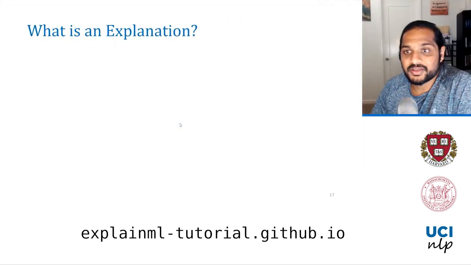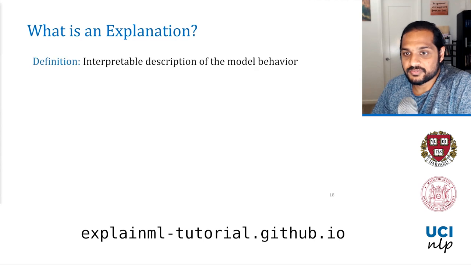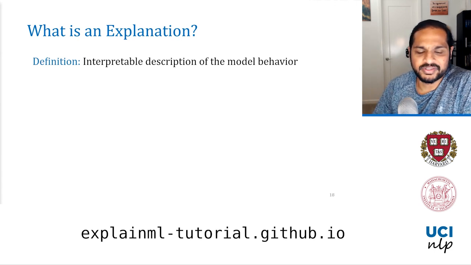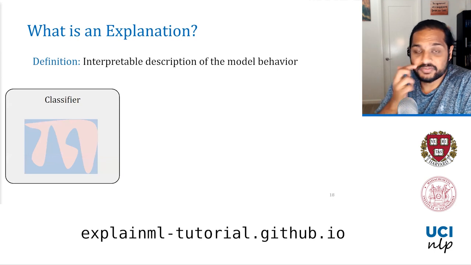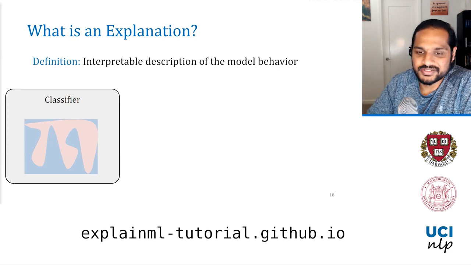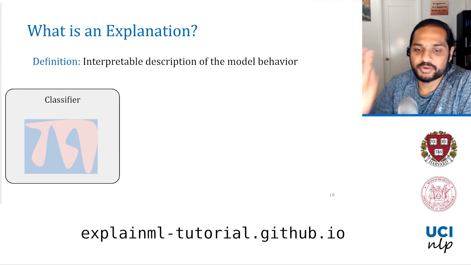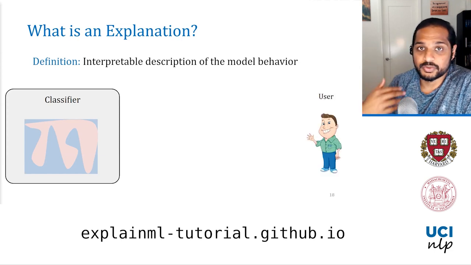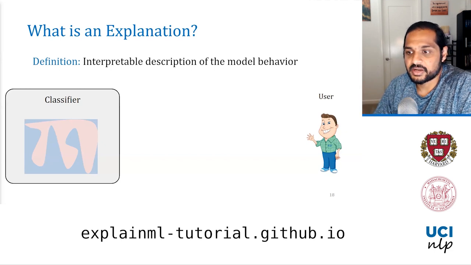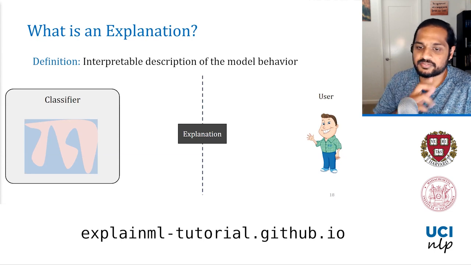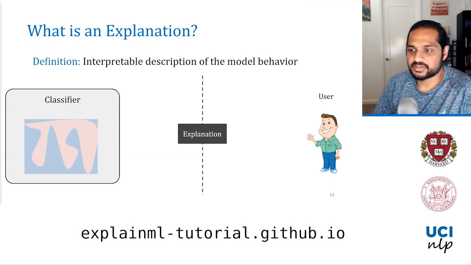So one way to define what an explanation is to say the following. An explanation is any interpretable description of the model behavior. So let's see what this actually means. On one end, you have your classifier with some really complex surface. That's what the model is doing implicitly, and you may not be able to express this directly. On the other hand, you have a user who's trying to consume and understand this classifier. And so the explanation is the thing that is in between these two, right? It's trying to give the user an understanding of what the classifier is doing.